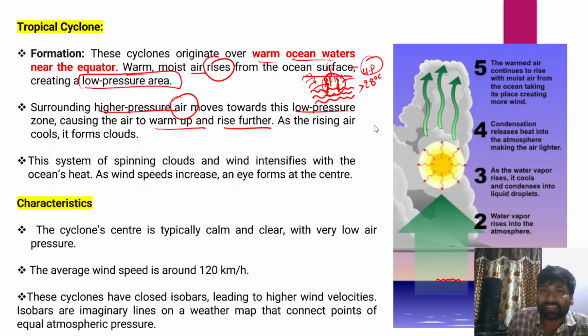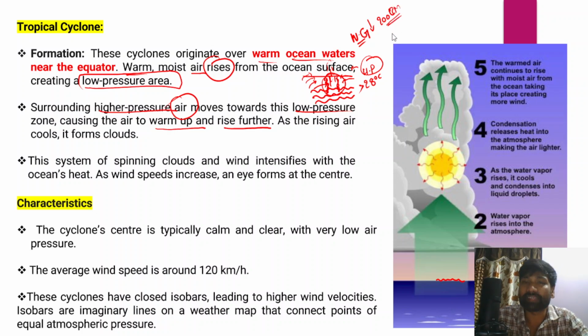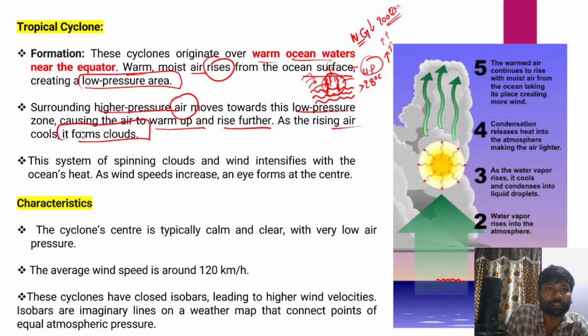This rising air cools down, right? Because with increasing altitude the temperature drops, and that's the reason the windward side of the Western Ghats receives one of the highest rainfalls, more than 200 centimeters. So with increasing altitude, temperature declines, the air cools down, and that also results in the formation of clouds.